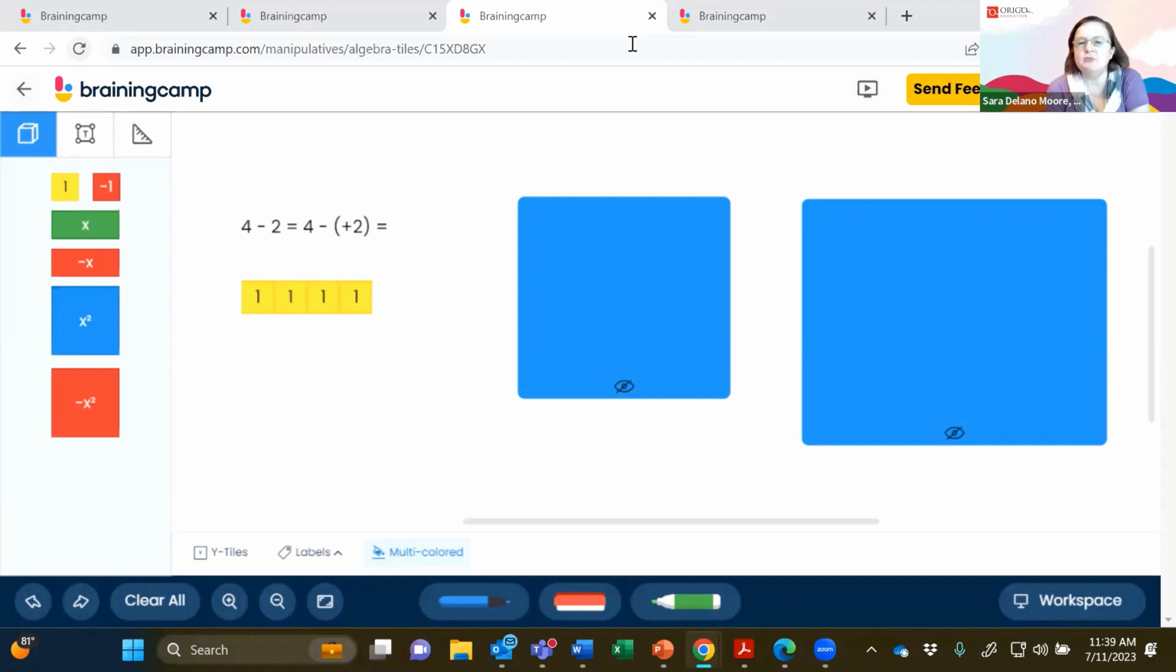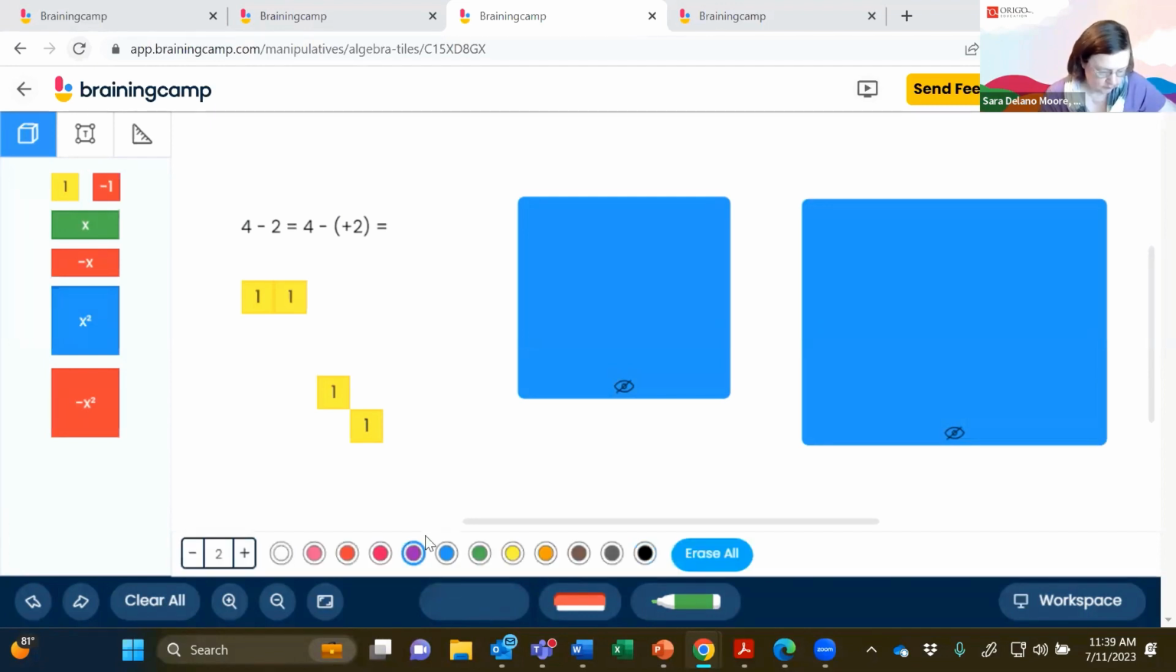So just like my frogs on the log example, +4, I have these 4 counters here. Remove 2 of them. So in this case, I'm taking them away. I'm dragging them. And then what's left? What's left is actually +2.